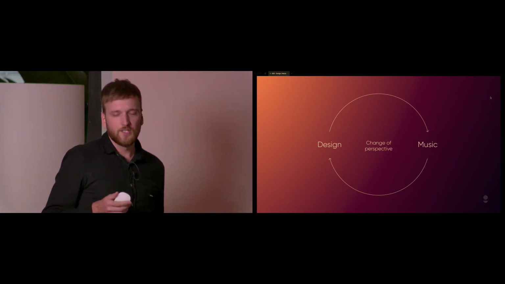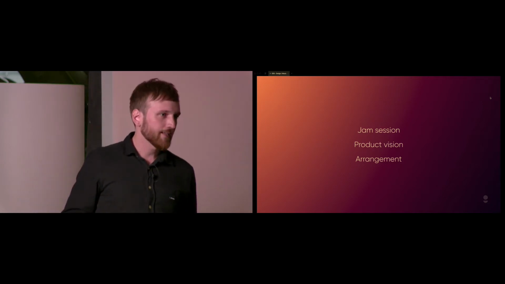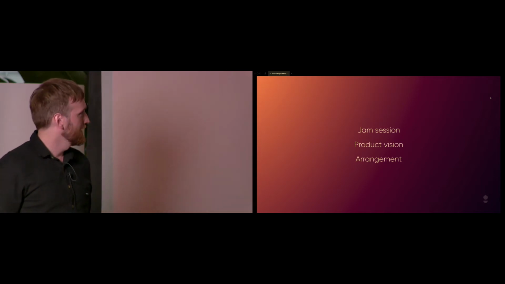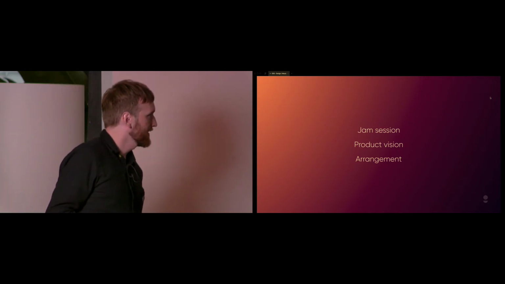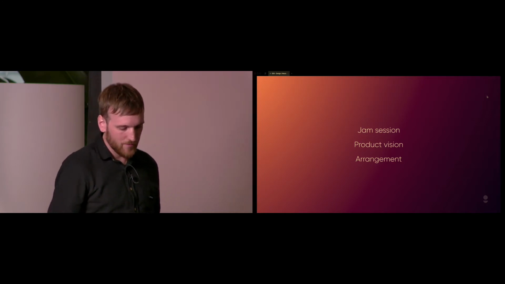Actually, to change perspective and to think outside the box. So I just prepared 3 examples of how this could be done. First one is a jam session, then the product vision, and the arrangement.